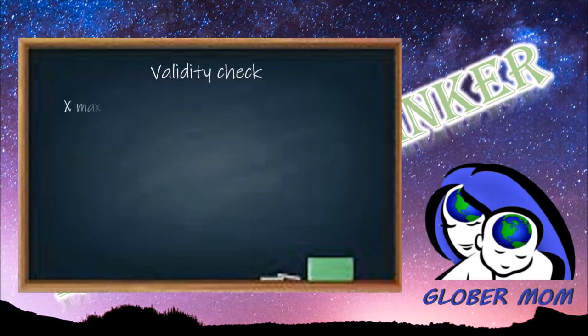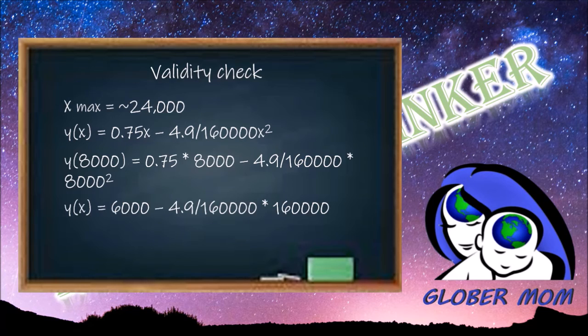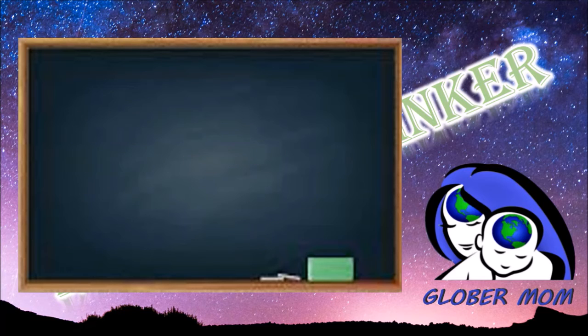We remember that the shell traveled about 24 kilometers, so we'll pick a number smaller than that. Let's say 8 kilometers. So y of 8,000 equals 3/4 times 8,000 minus 4.9 times 8,000 squared over 160,000. Y of 8,000 equals 6,000 minus 1,960 equals 4,040, which means that the elevation of the shell when it is 8 kilometers away from the cannon is 4,040 meters. Now let's check if this number conforms with the original equations.